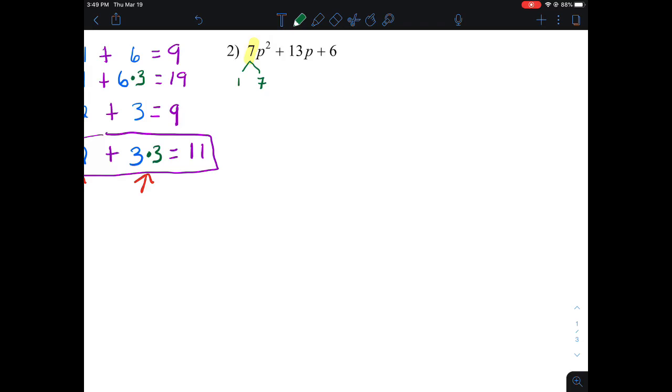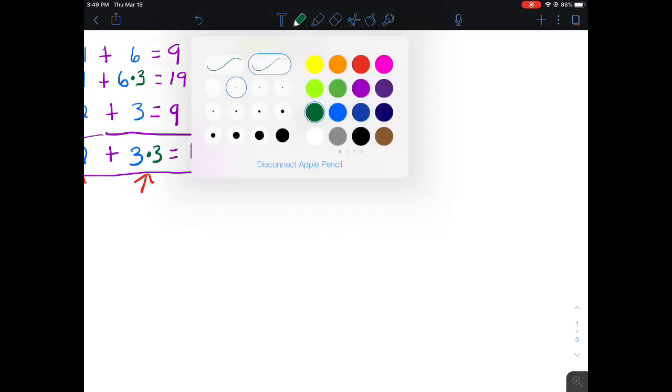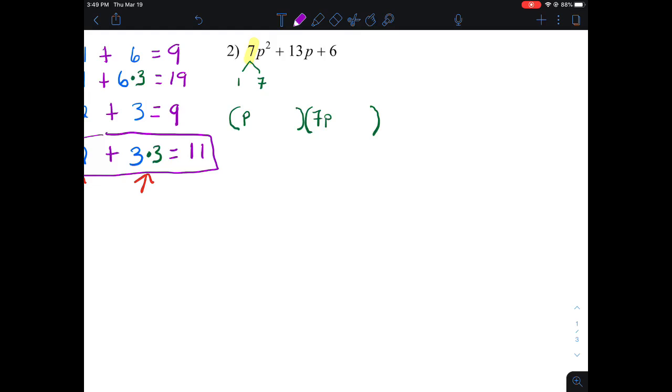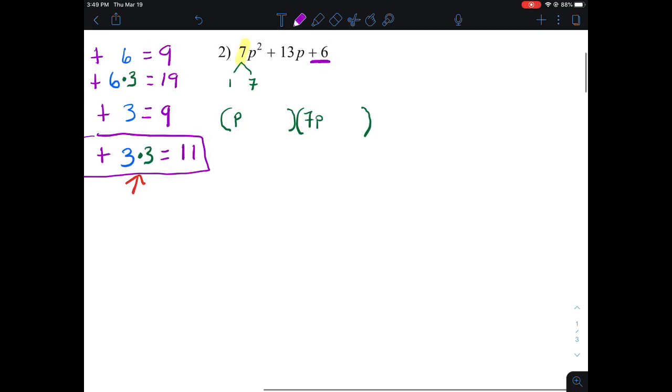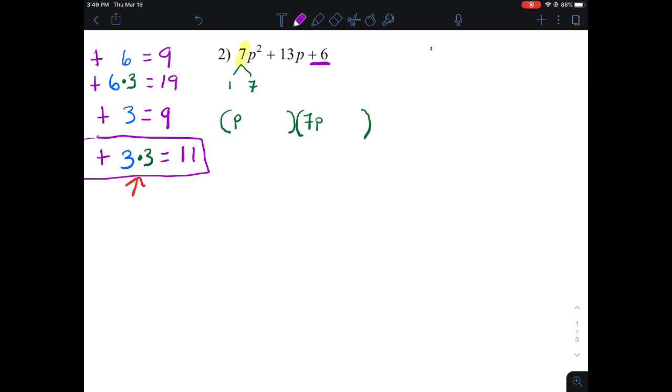That's fortunate because I don't have a whole list of numbers to do trial and error to find the factors. So I know that I'm going to have a 1p in one of my factors, and a 7p in another. It doesn't matter which parentheses you put it in because multiplication is commutative. Now, I want to find the numbers that multiply together to be 6. I'm not worried about the 1 and the 7 when I'm doing this. I'm just trying to figure out what times what makes positive 6. I have plus signs everywhere, so I only have to worry about positive factors. So we have 1 and 6 and 2 and 3, just like before.